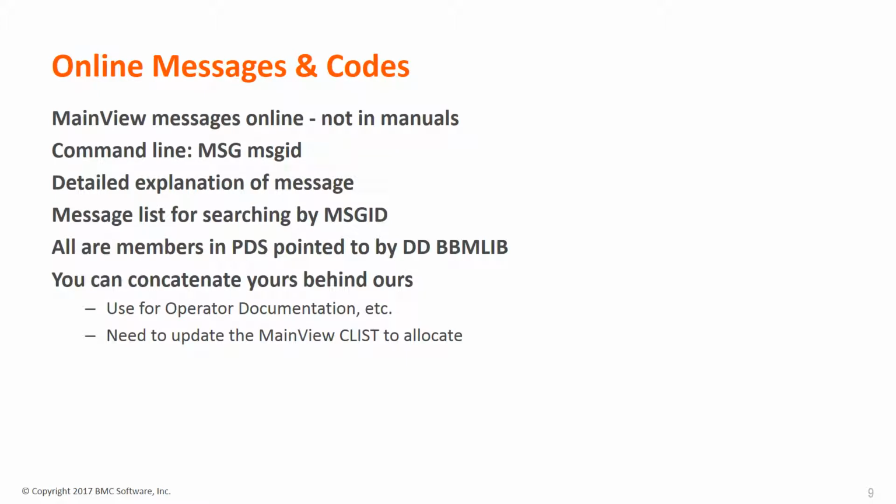The first service we're going to talk about is the MSG service. MSG allows you to access all the potential MainView messages online because they're not documented in any of the hard copy manuals. If you type MSG on the command line, you'll be presented with a list of all the messages, and then you can use the locate command to find a specific one. Alternatively, you can type MSG space the message ID, and that will take you directly to a detailed explanation of the message.